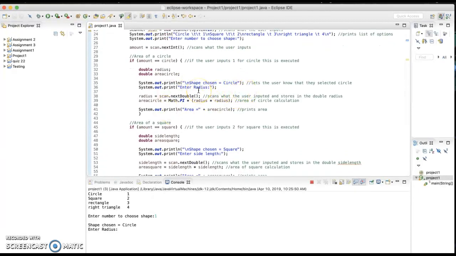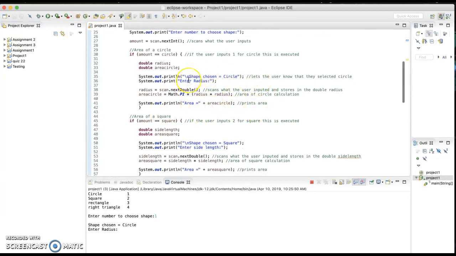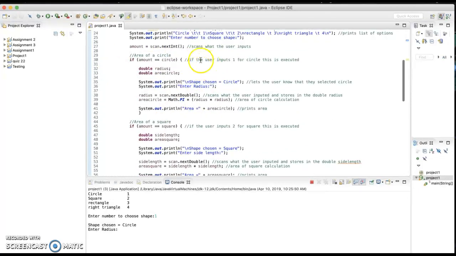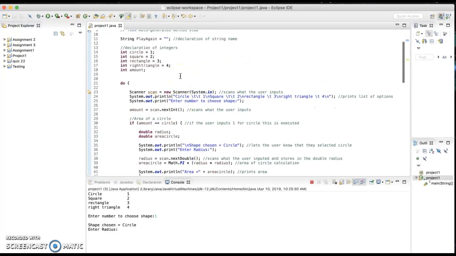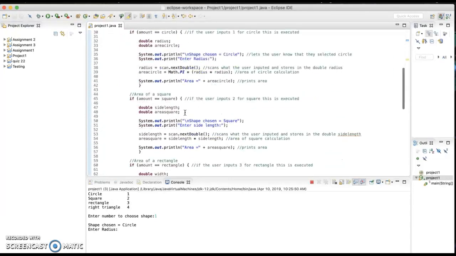And then it asks you what the radius of the circle is, and then it calculates the area of the circle from whatever radius you put in. So pi times radius squared, radius times radius. And so then it prints out the area. And this is all only done if the amount equals circle. So what was inputted is 1, circle is 1. So if 1 equals circle, which is 1, then this executes.